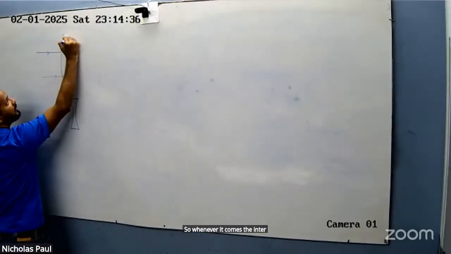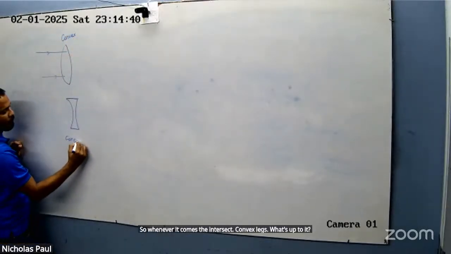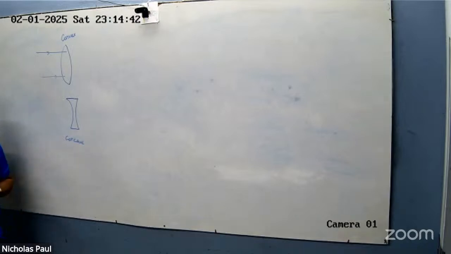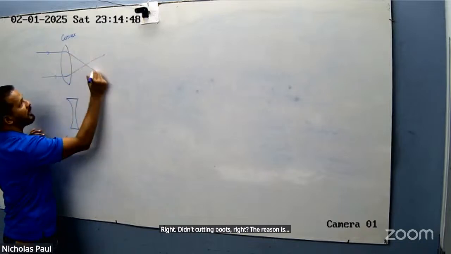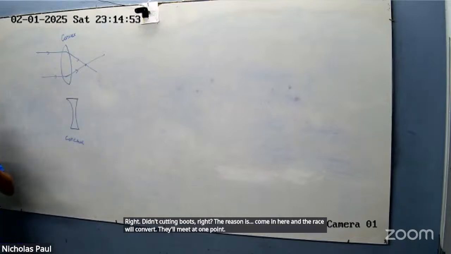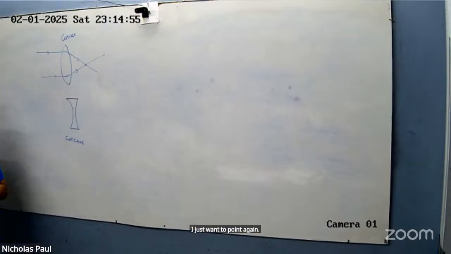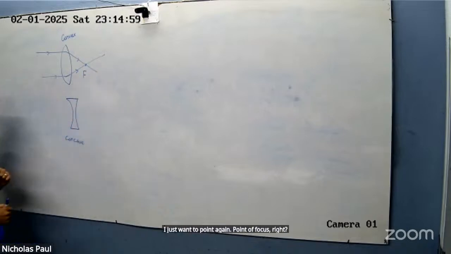A ray comes into a convex lens, what's happened to it? Right, they converge. The rays will come in here and the rays will converge. They'll meet at one point. What is that point called again? Point of focus, right? Nice.